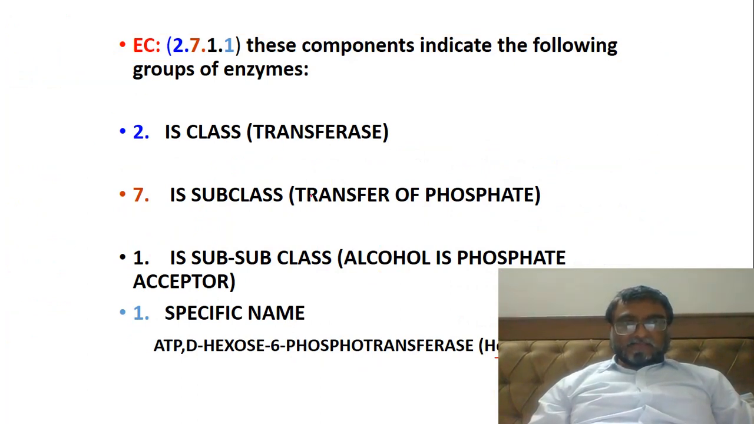Seven means it's a subclass, transfer of phosphate. This one means it's a subclass, where alcohol is the phosphate acceptor, and this one means ATP:hexose phosphotransferase, the specific name. So all the enzyme nomenclature written in this form, EC 2.7.1.1 or 1.2.1.1: if it starts with 1, it means it's an oxidoreductase. If it starts with 2, it means it's a transferase, and so on. This is the main class.